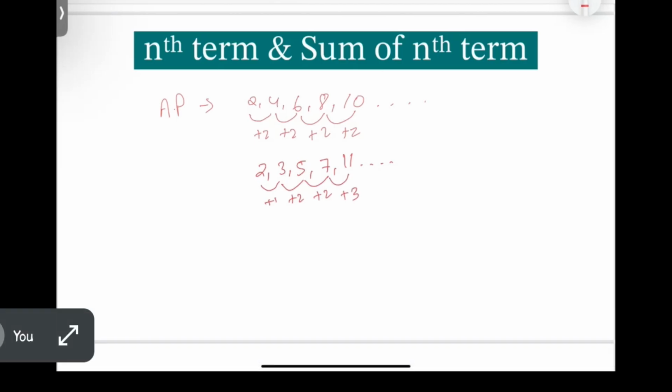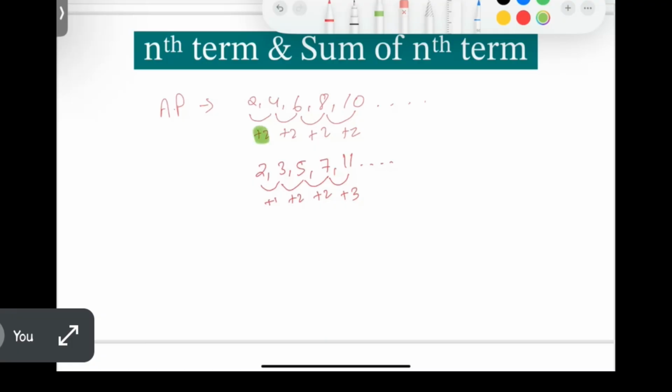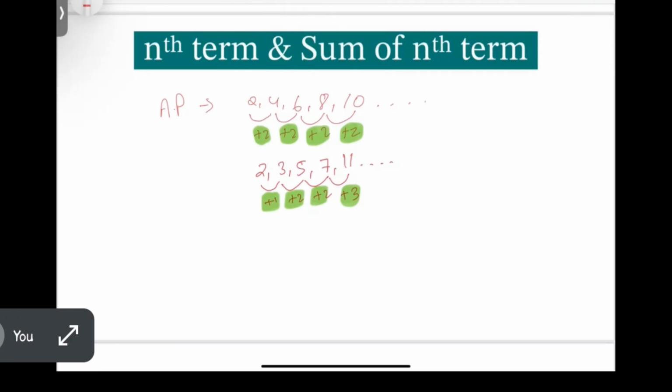So if you look at the difference here, earlier we see that there's a plus of 2 each time. That means there's a pattern following, a plus of 2 in every term. But if you look here, there's plus 1 here, plus 2 here, plus 2 here, plus 3 here. That means every term there's a different pattern following. So if a series is following a certain pattern, we call it arithmetic progression.